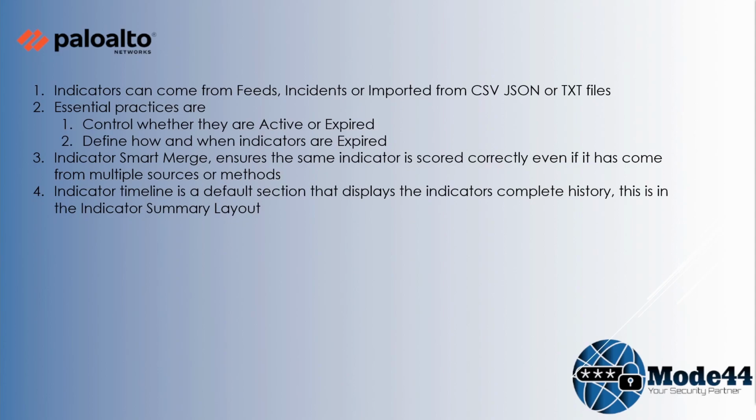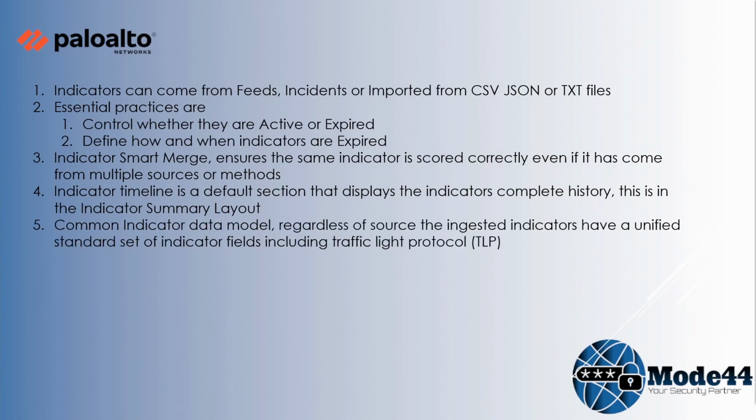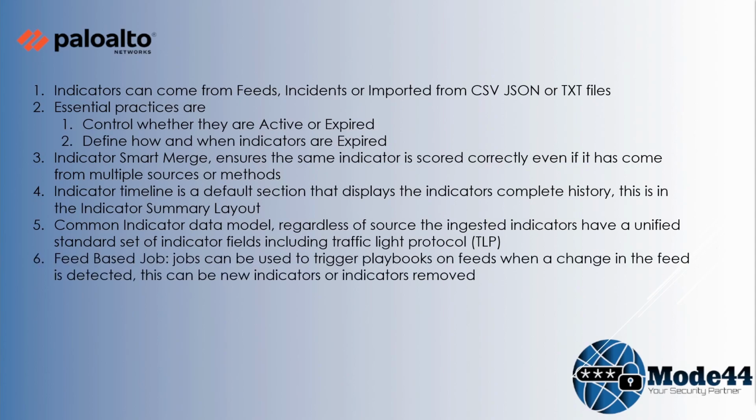The indicator timeline is the default section that displays the indicator's complete history. This is in the indicator summary layout. Okay, common indicator data model. Regardless of source, the ingested indicators have a unified standard set of indicator fields, including the traffic light protocol. So, is it good, green; not sure, or could be dodgy, sort of grayware area, would be amber; and then obviously bad is red.